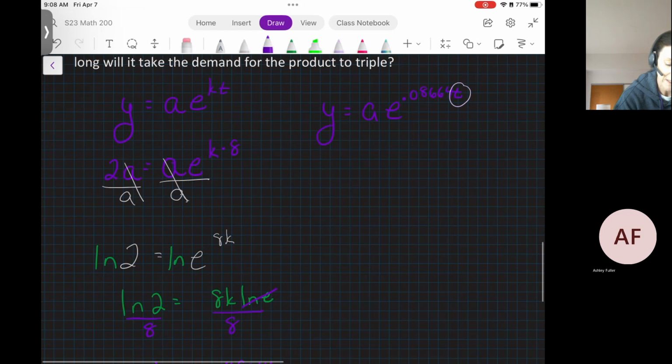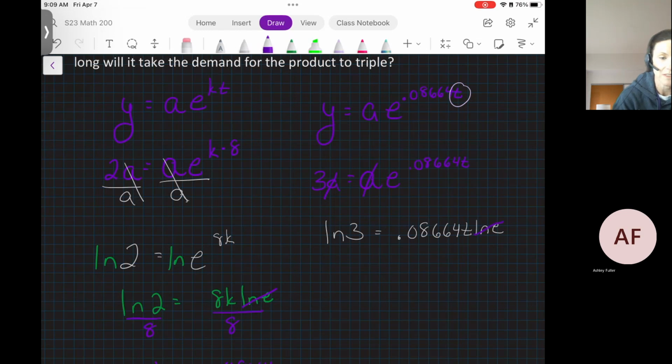And what we want to know now is the time that it takes for it to triple. So again, if we start with a and it triples, we know we end with 3a. The a's from both sides cancel. I can take the ln of both sides, giving me the ln of 3 equals 0.08664t ln of e. Our ln of e disappears because it's equal to 1. And so when we divide both sides by 0.08664, we get that the time that it takes to triple is 12.7 years.